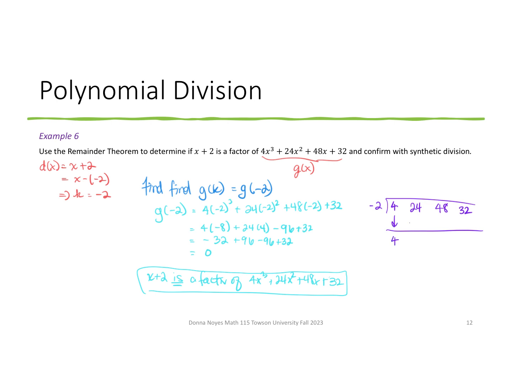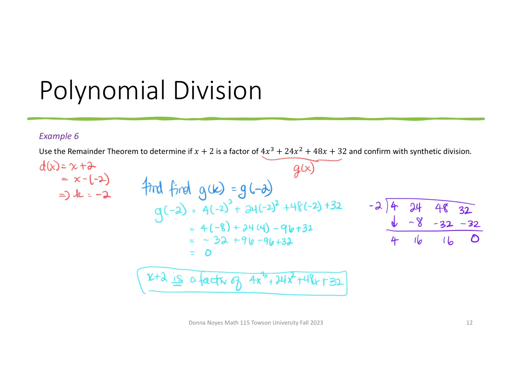4 times negative 2 is negative 8. 24 minus 8 is going to give us 16. 16 times negative 2 gives us negative 32. 48 minus 32 is 16, and 16 times negative 2 is negative 32, and our remainder is indeed 0.